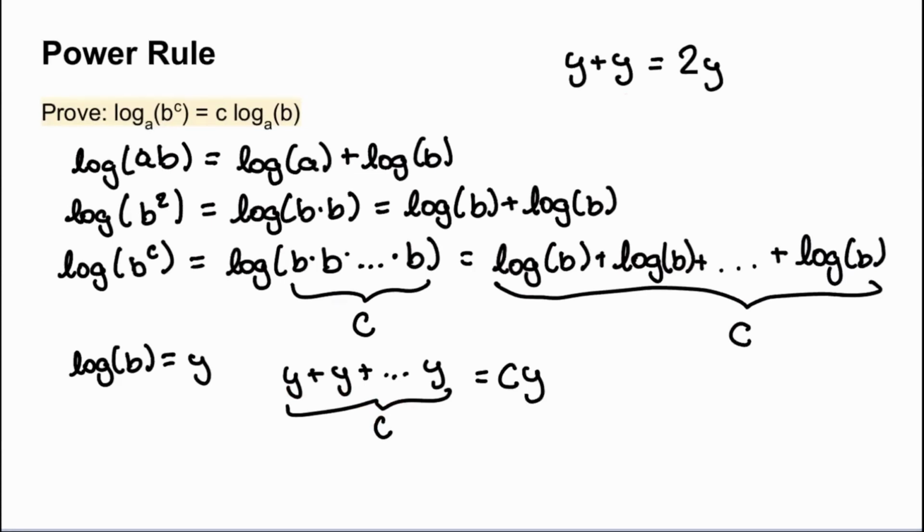So let's just replace the y with what it was originally. Now we have c times log of b. There are c instances of log of b in this statement, and this is actually what we had originally, again proving its validity as a proof.